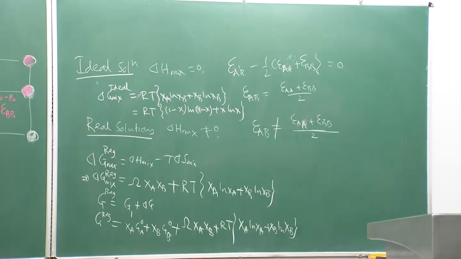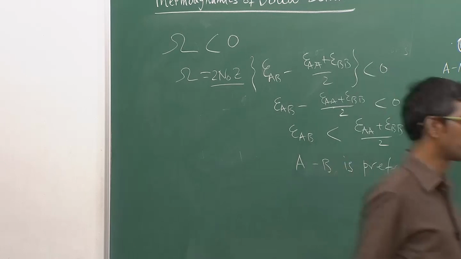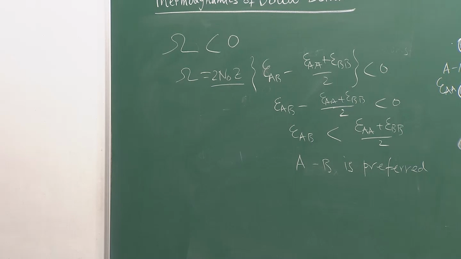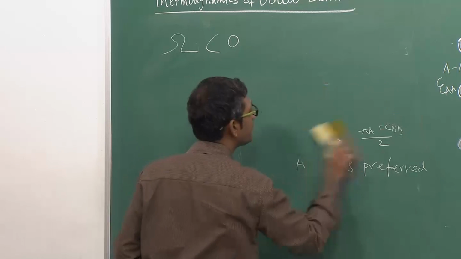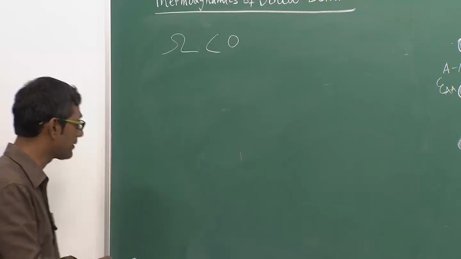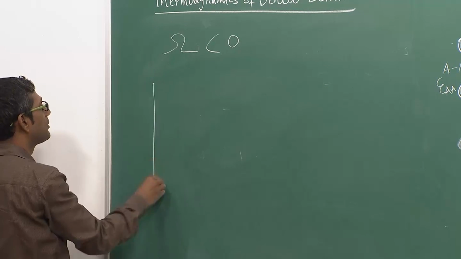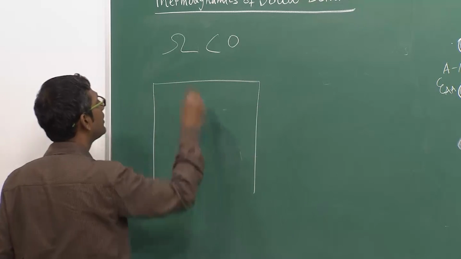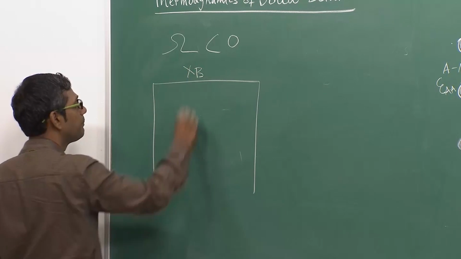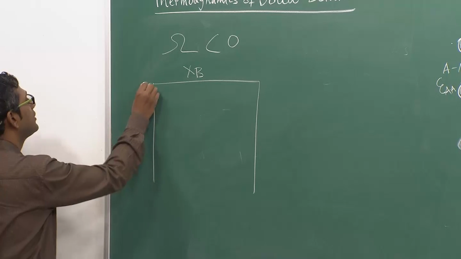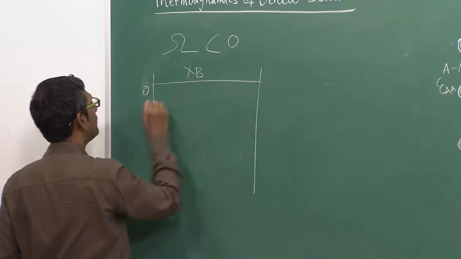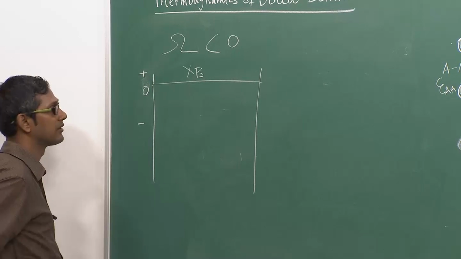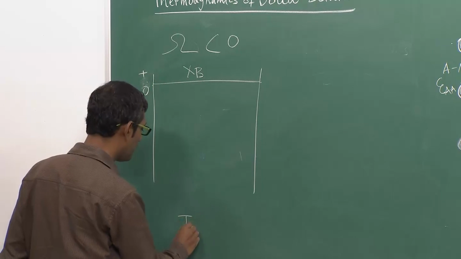So now how do I plot? Obviously we can plot two cases here when sigma is less than or equal to 0. One is when the temperature is low, the other is when the temperature is high, because as I said, temperature is a factor. In all these plots we are going to plot as a function of xB. So this is 0, this is minus, this is plus. Here I am going to plot T small.